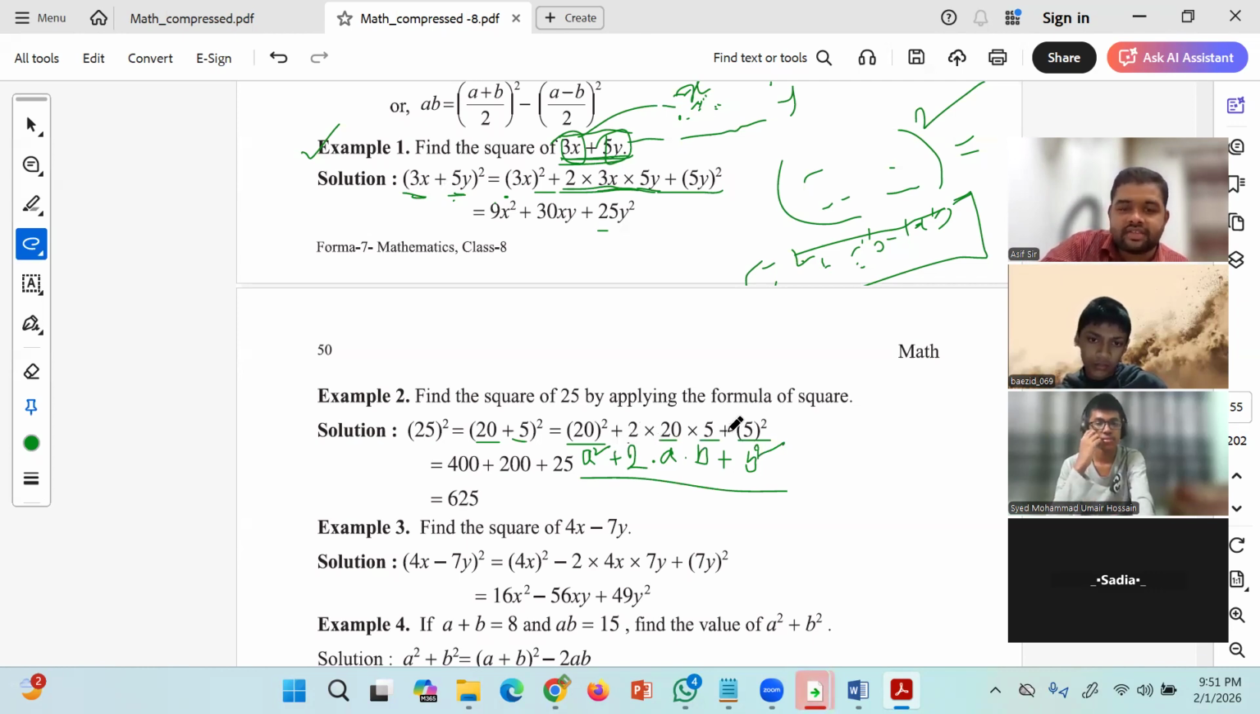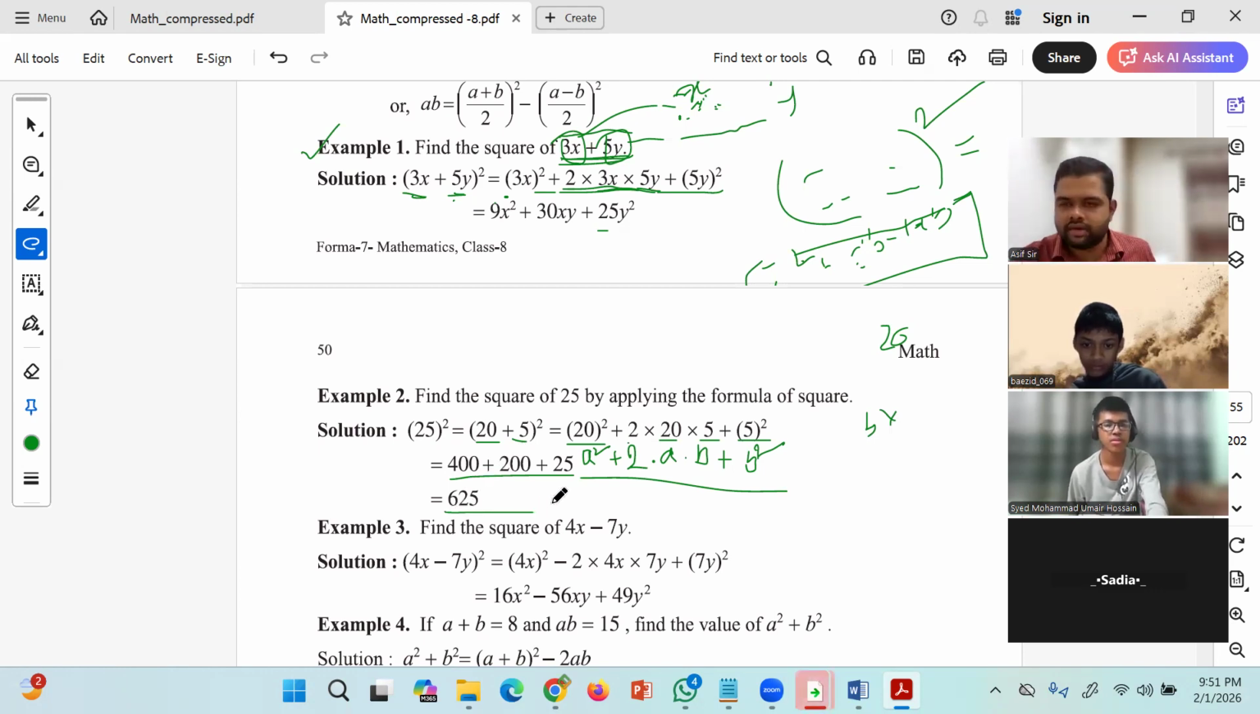Okay, after writing this, we can further simplify it. 20 squared is equal to 400, isn't it? How can we calculate it? Multiply 20 with 20, you will get 400. And 2 into 20 into 5, we can get 200. Check yourself. 5 square equals 5 into 5. I have discussed it multiple times, which is 25. So then you can add all of them and find 625. It's a very easy one.